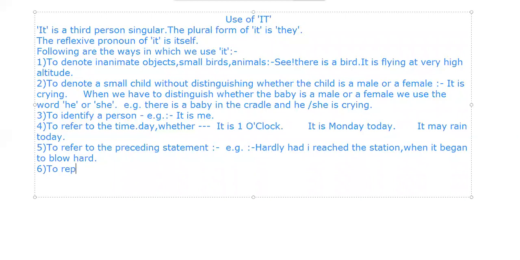So when I had to represent the snow, the sun, the moon or the sky, what do I use? I use it. I say it shines and shines. So whom am I referring to? I'm referring to the sun shining, right? So I'm referring to the sun shining.